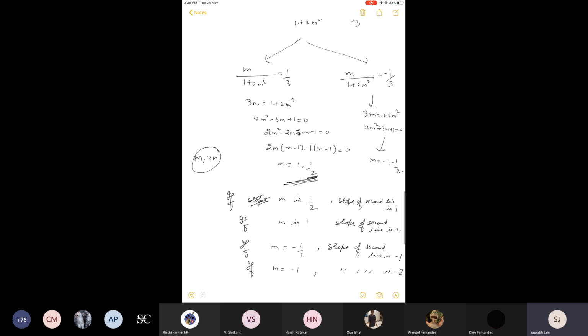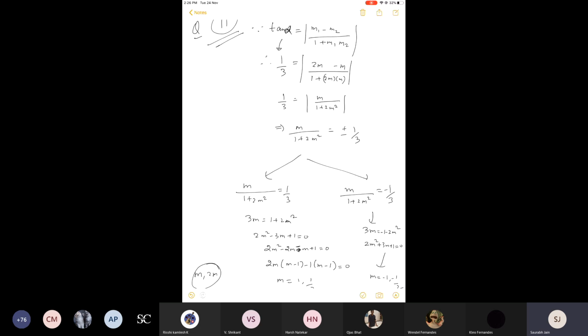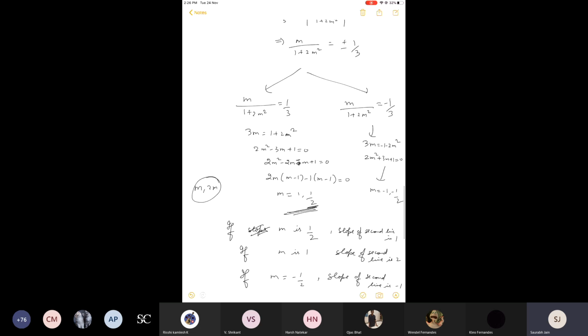So based on direct formula, tangent of the angle between the lines is 1 by 3, and slope of one line is double the other. You put these values in this formula, then you will get mod x is equal to a, that type of relation here. If mod x is a, x is plus minus a. So if mod of m upon 1 plus 2m square is 1 by 3, that means this value can be either 1 by 3 or minus 1 by 3. You will solve these two equations separately. You get m as 1 half, 1, minus 1 and minus half. And therefore 4 pairs of slopes are possible, because slope of one line is double the other. So if one is m, other is 2m. That is the way to solve it.